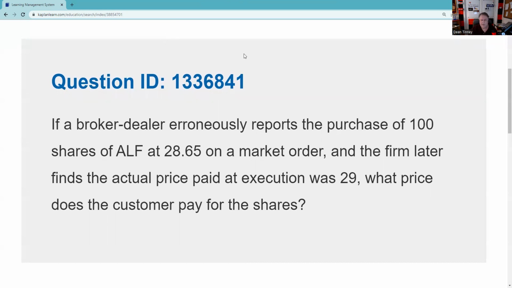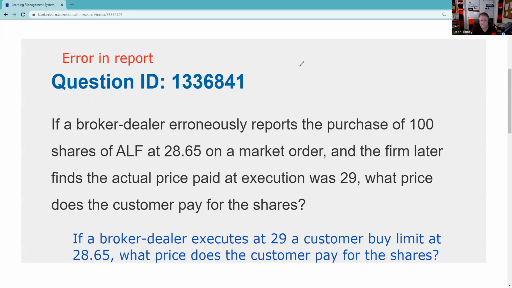So let's look now at the other version of this, which is not an error in the report, but an error in execution. So I kind of got you another example here. Error in execution. Let's look at this one. If a broker dealer executes at 29 a customer buy limit at 28.65. So here the key is buy limit. Now, by the way, it doesn't have to say buy limit. When the customer specifies the price, it's my job to know that that's a limit order. But anyways, we executed at 29 and the customer had told us he wants it at 28.65 or less. So this is not an error in report. This is an error in execution. So in this scenario, the customer is going to pay 28.65.